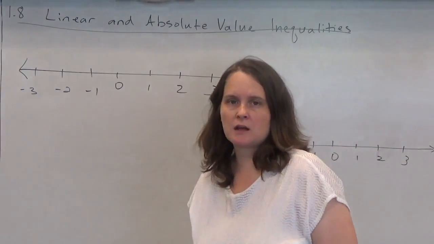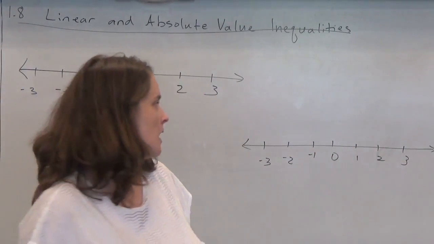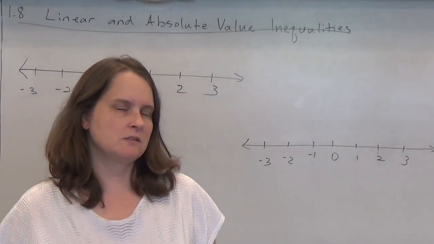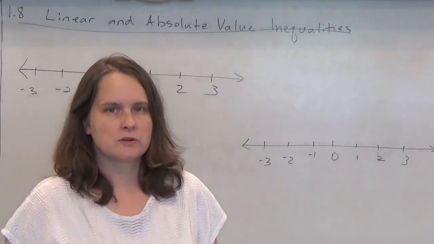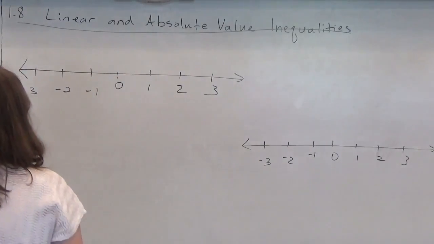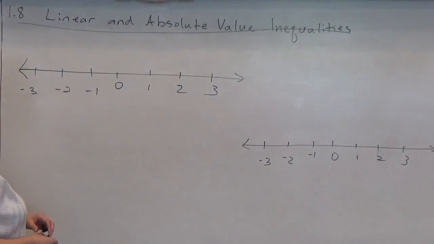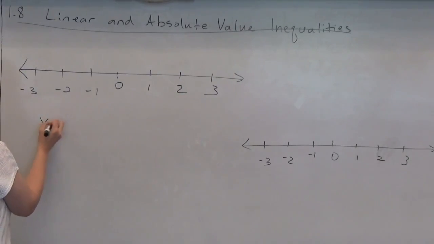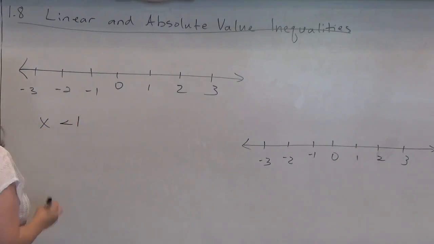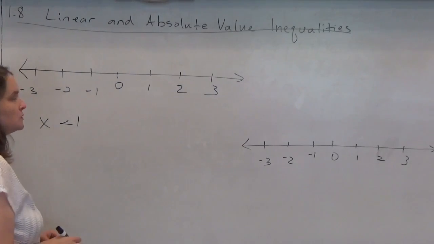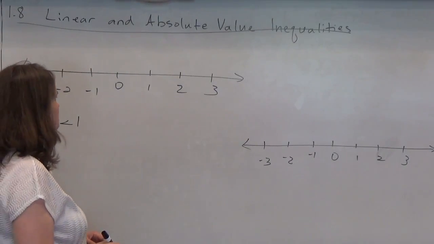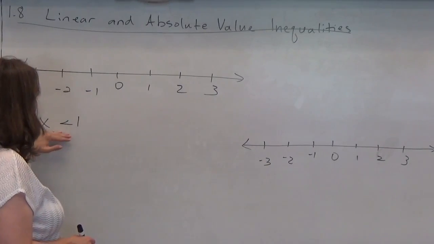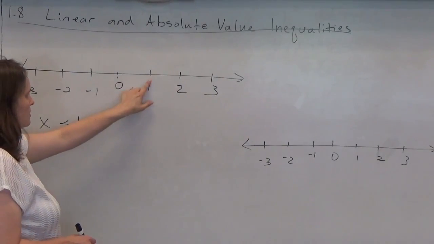Let's start with a couple of number lines I've drawn up here. I want to express an inequality like x is less than 1 using interval notation. In order to do this, I need to graph it. Let's see what it looks like on the graph. If I graph x less than 1, I'm going to locate the 1.